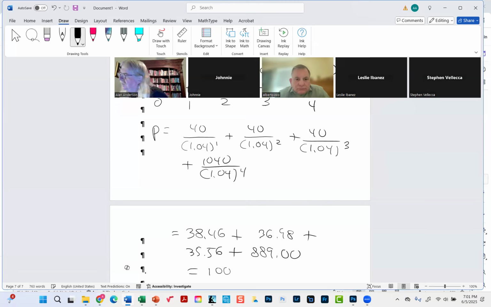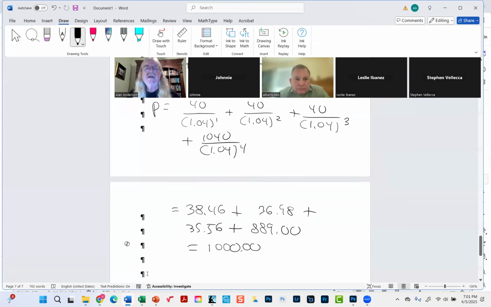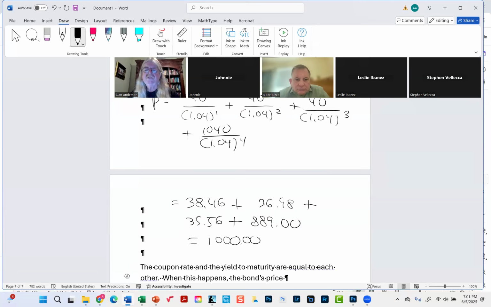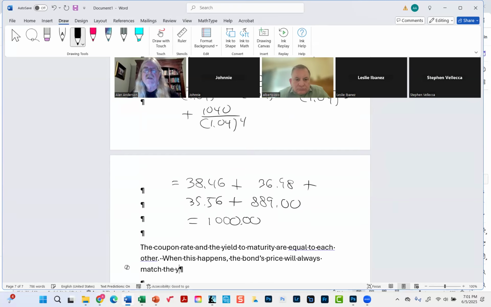What do you know? How do you like that? So now this is a special case because if you notice, the coupon rate and the yield to maturity are equal to each other. When this happens, the bond's price will always match the face value.